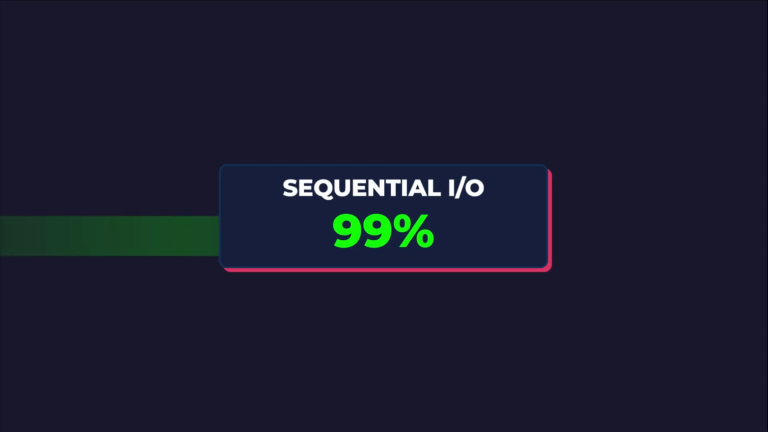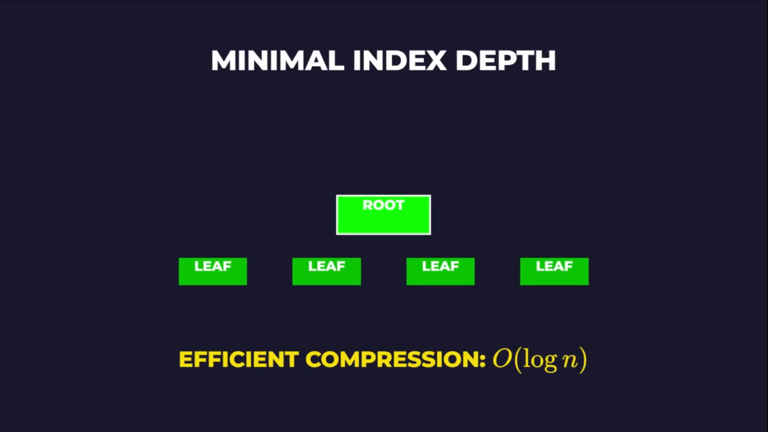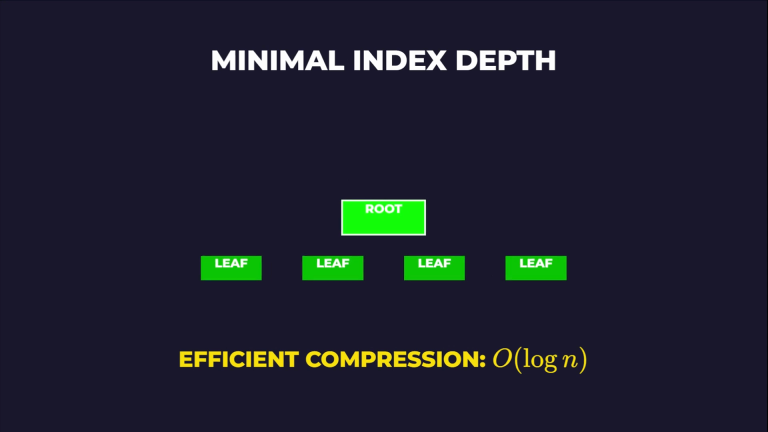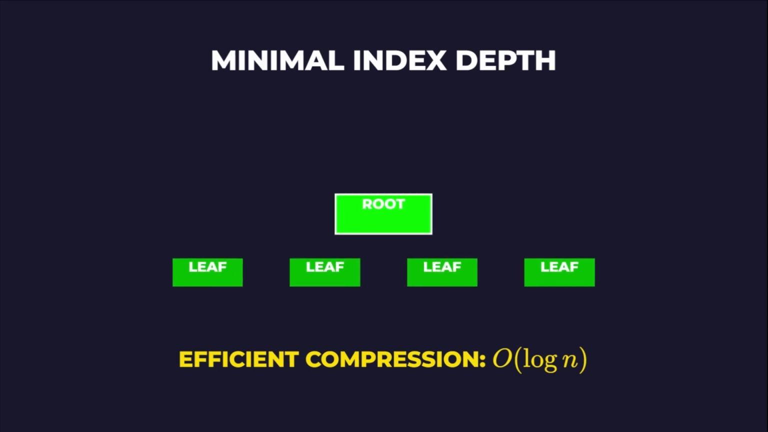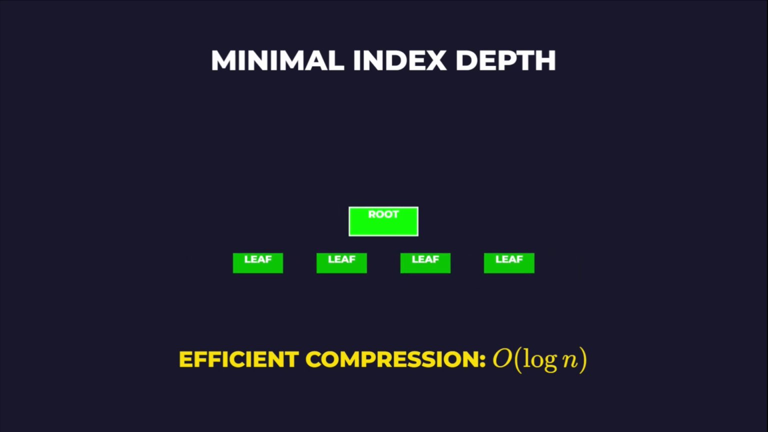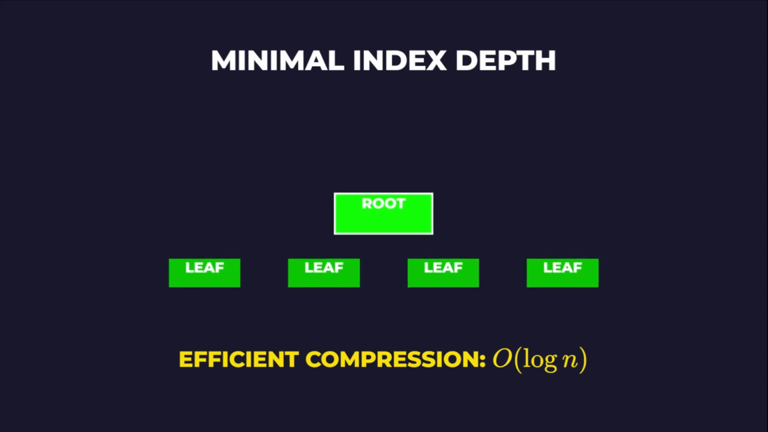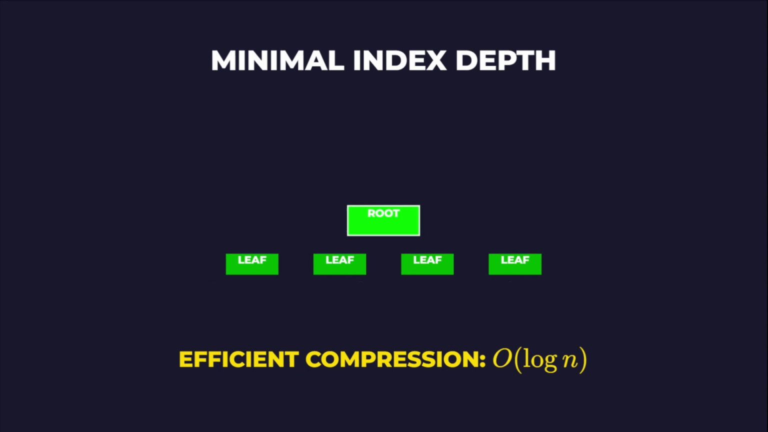BigInt keys leverage the clustered index structure perfectly. New records append directly to the end of the index and the table heap, ensuring 99% of writes are sequential input-output operations. This sequential access pattern is highly optimized by operating system and database buffer management, resulting in predictable, low-latency writes.